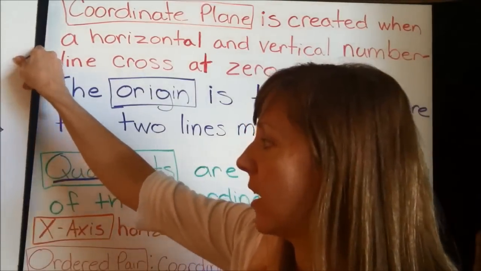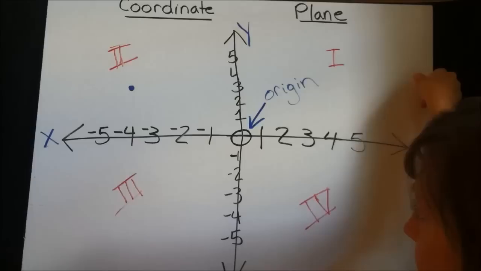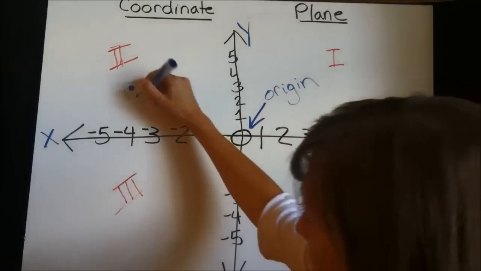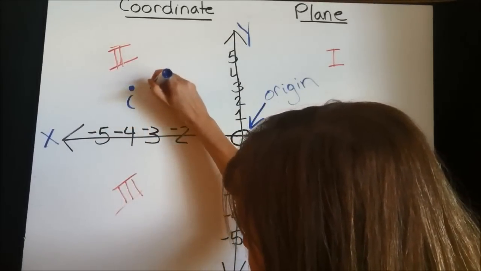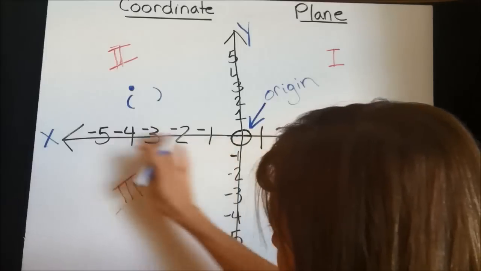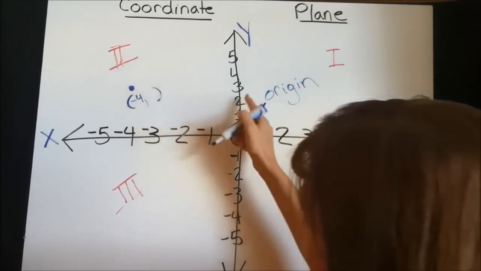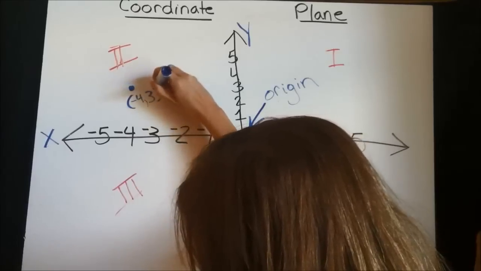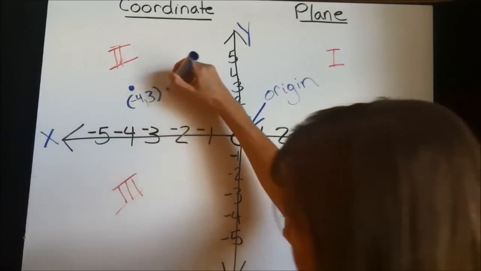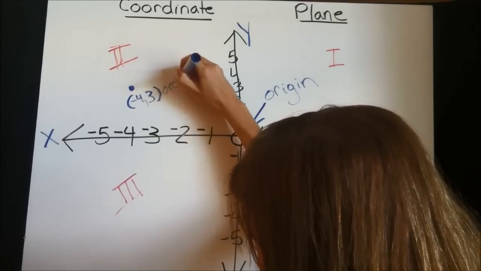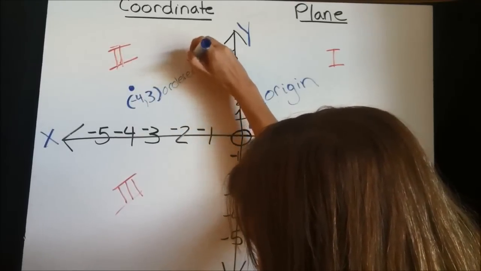So let's go back and look at our coordinate plane. And the ordered pair that would match this point would be -4 on our x-axis, always put the x coordinate first, and 3 on our y-axis. And this is called an ordered pair.